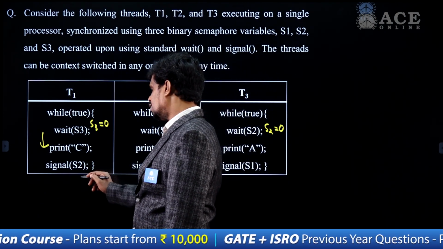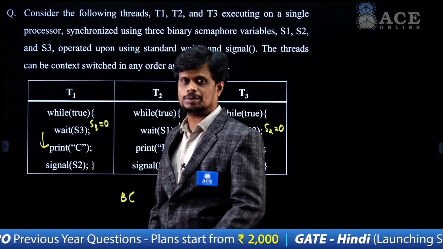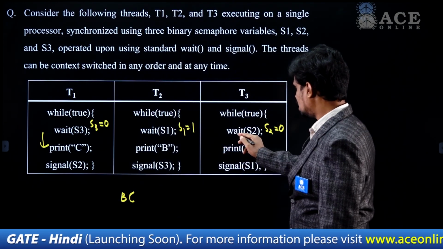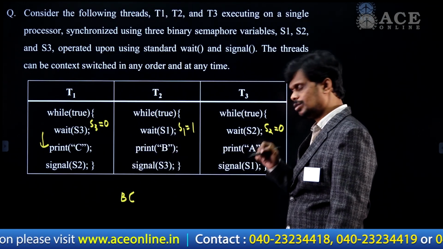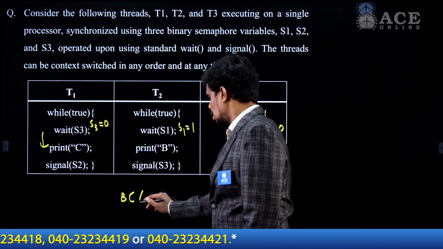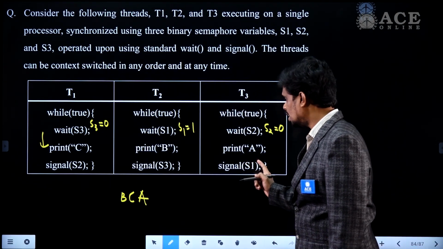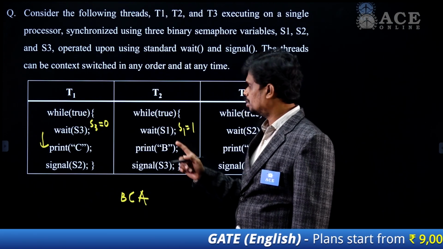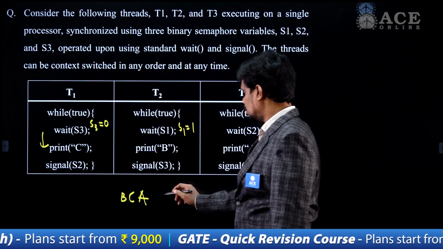After printing C, it does signal on S2. What does it mean? S2 is now becoming 1. Once S2 becomes 1, then T3's wait on S2 finds it is 1, and it becomes 0, meaning a successful wait operation. After this successful wait operation, it prints A. After that, it does signal on S1, meaning the control again comes to T2. So now T2 can execute again. What is the S1 value here? 1. So now S1 becomes 0, then it prints B.